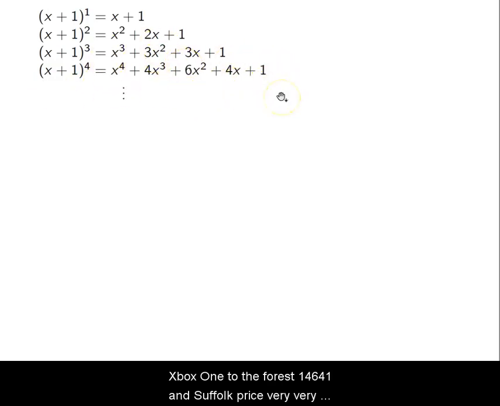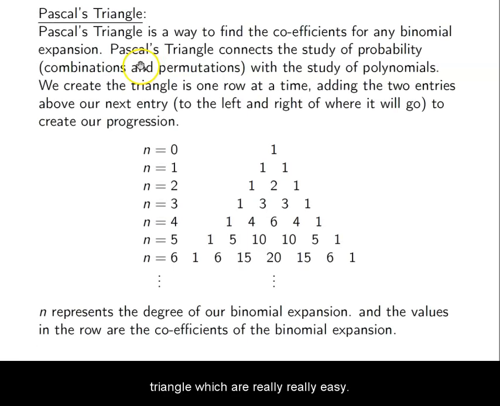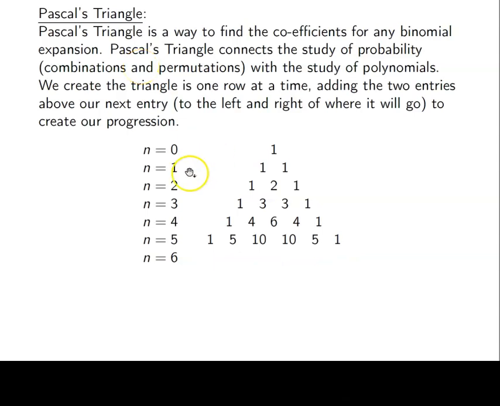And so forth, right? It's very, very easy to find these expansions. You don't have to take x plus 1 and multiply it times itself 4 times. You can just do 4 rows of Pascal's triangle, which are really, really easy to find, right? It's really patternistic.